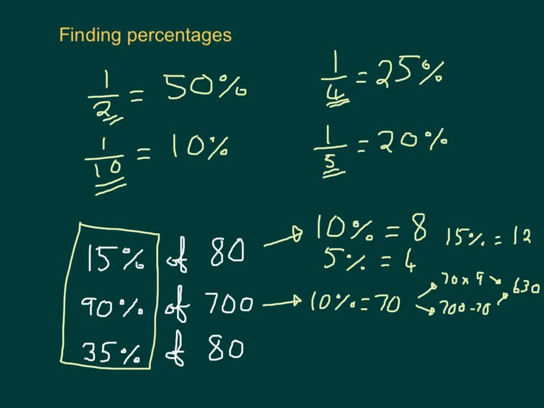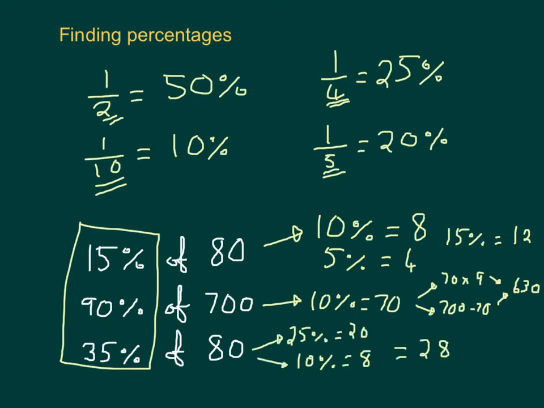For the second example, I'm likely again to work out 10% must be 70. Now, I could either do 9 lots of 10% to get 90%, or I could take the whole, 100%, 700, and take off 10% to leave me with 90%. Either way, getting to 630.